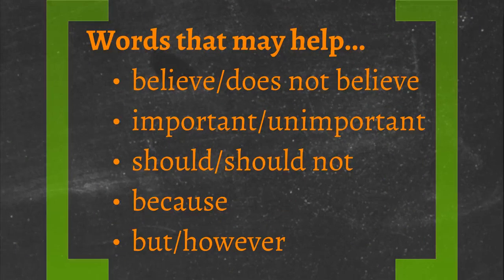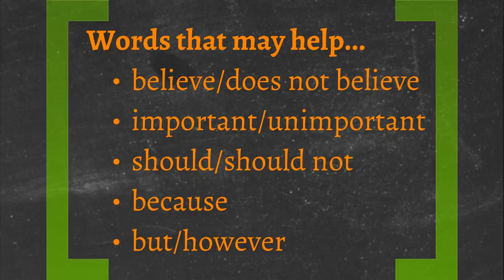Here are some words that might help you, right? If you're writing a point of view sentence or a point of view statement, you might want to use some words like believes or does not believe. The author believes blah, blah, blah. The author does not believe blah, blah, blah. The words important or unimportant might help. The author thinks it is important to. The author thinks it is not important to. Should and should not also can help. The author thinks people should blah, blah, blah. Scientists should blah, blah, blah.